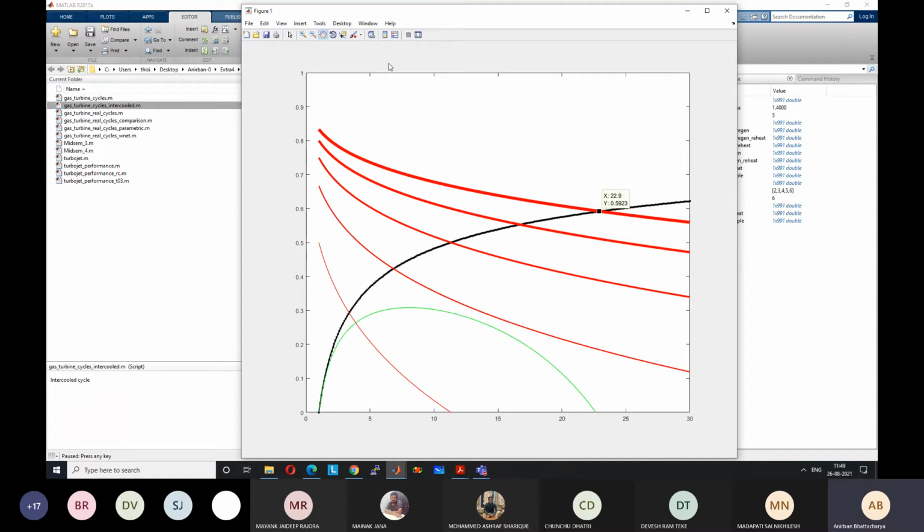So anyway, this is the reheat cycle, Brayton cycle with reheating. How do I remove this?